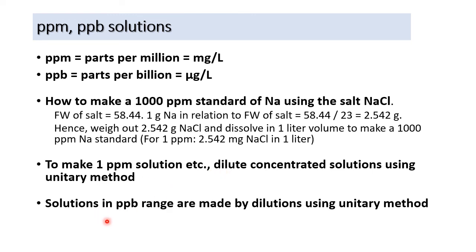And similarly, solutions in the parts per billion range are also made by dilutions, because it is almost impossible to weigh out microgram amounts in routine labs. So you need to make concentrated solutions, and then you have to dilute those solutions to the required volumes.